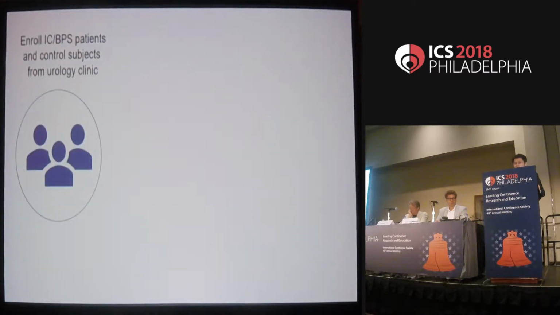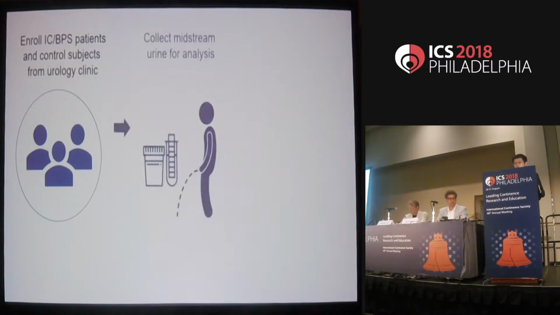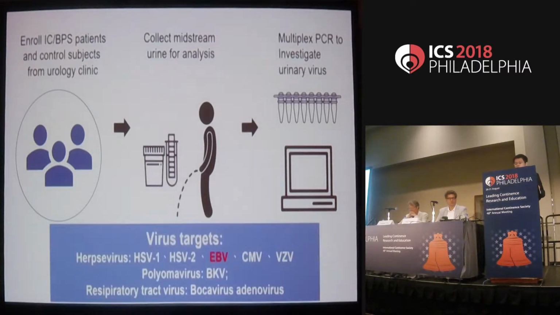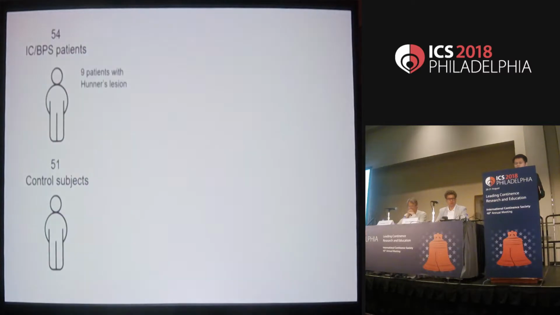So we enrolled IC patients from our clinic and collected midstream urine for analysis. Then we used multiplex PCR to investigate urinary virus in IC patients. This is our virus target, including the herpes viruses HSV1, 2, EB virus, CMV, VZV, and the polyomavirus BKV. And previous studies showed some respiratory tract viruses, Boca virus and adenovirus, presented in urine. So we also investigated that.